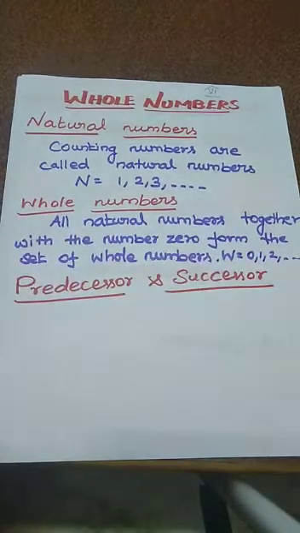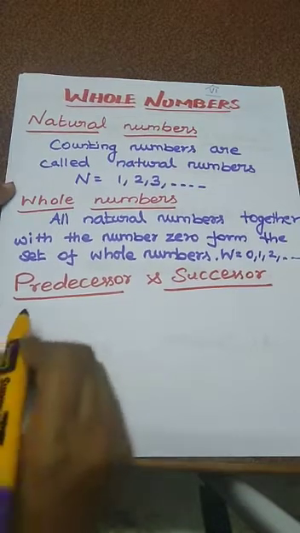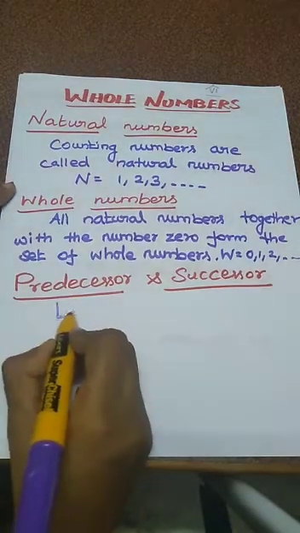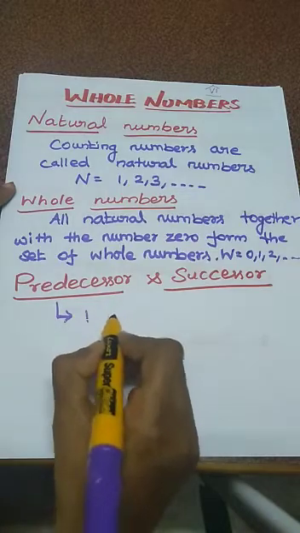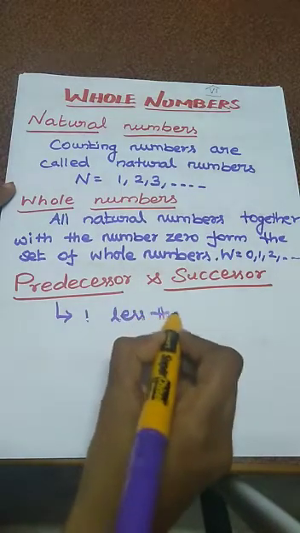The next one is predecessor and successor. What is a predecessor? The predecessor of a natural number is 1 less than the number, and the successor of a natural number is 1 more than the number. This is a very simple concept. Actually, the predecessor is 1 less than the number.